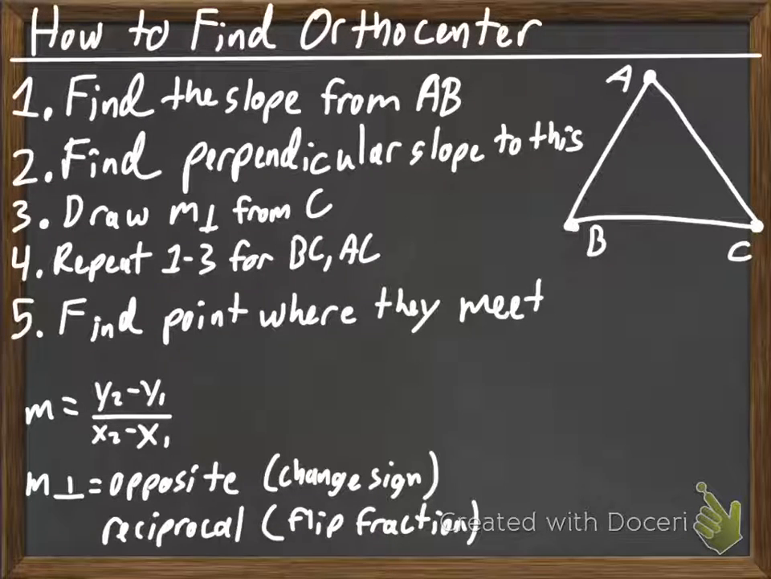So I want us to remember that the slope equation is y2 minus y1 divided by x2 minus x1, and that the perpendicular slope is the opposite reciprocal of your original slope. Opposite meaning it changes signs, reciprocal meaning you flip the fraction around. So this is going to be a lot of little steps from previous things, not too difficult, just going to be a little bit time consuming and tedious.